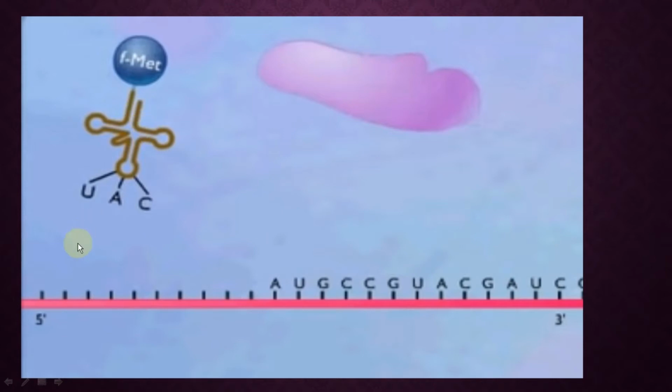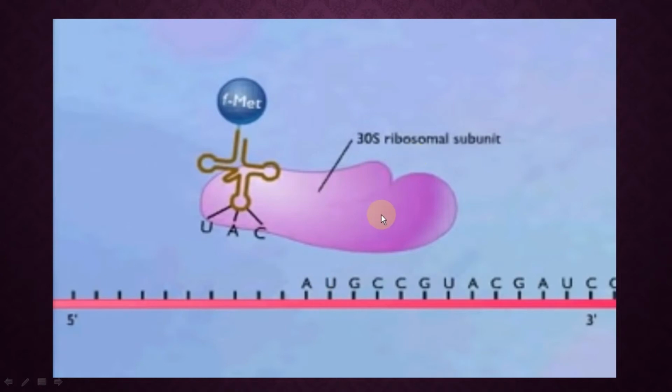Now, as soon as this mRNA takes entry in the cytoplasm, immediately the smaller unit of the ribosome acts. The ribosome has two units, one smaller and one larger, and they are always in separated form. But as soon as mRNA enters, the smaller unit, the 30S ribosomal subunit, comes and attaches to the first codon, that is the start codon.